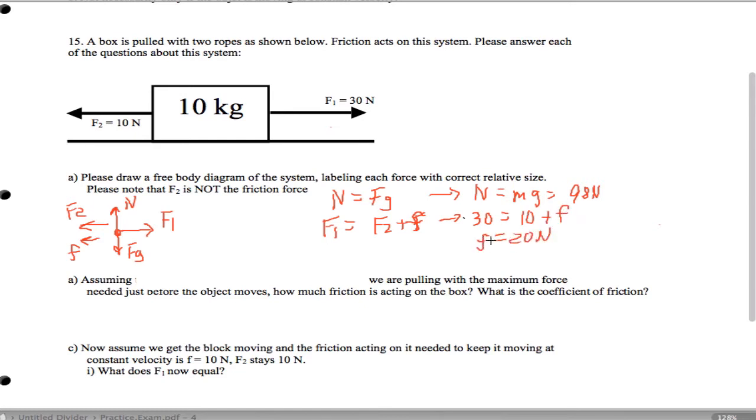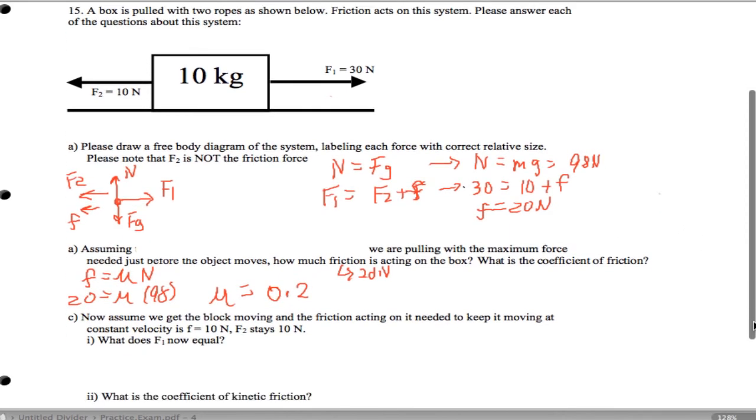So that actually ends up solving the friction force. Now I can use friction to get the coefficient. So I have 20 equals mu times 98, and I'm going to get mu equal to, I'm going to round here and say it's about 0.2.